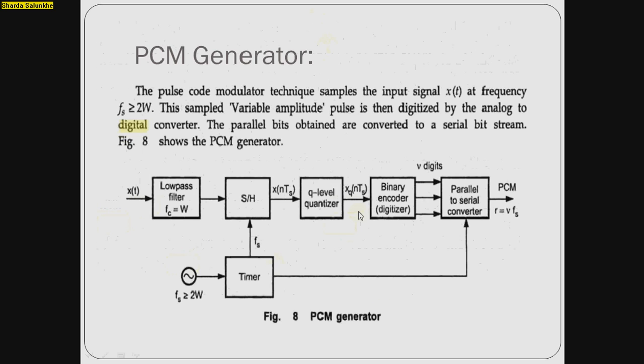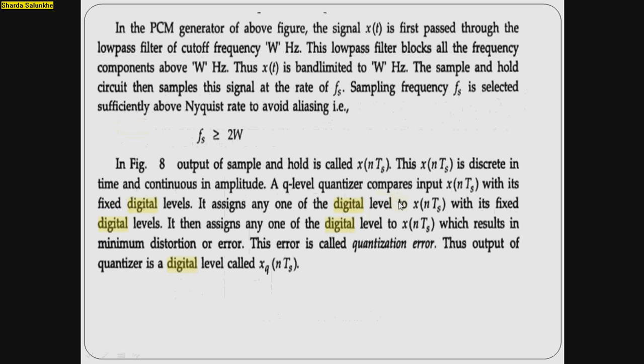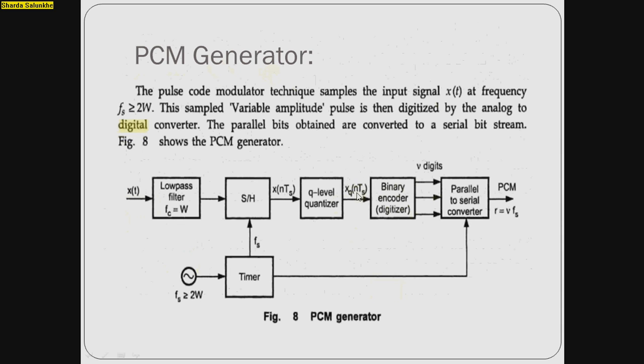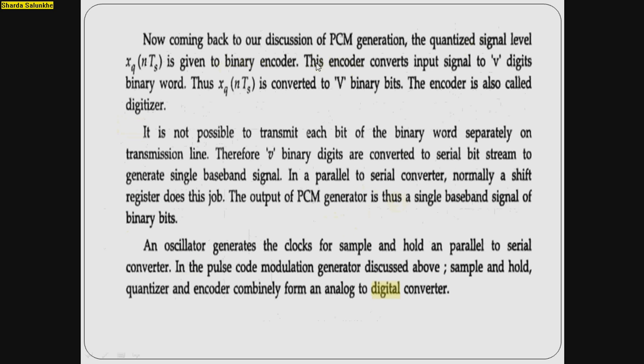It is applied to the binary encoder. Now in the PCM generation, the quantized signal xq(nTs) is given to the binary encoder, and this encoder converts the input signal to a V digit binary word. Thus xq(nTs) is converted to V binary bits, and this encoder is also called a digitizer.